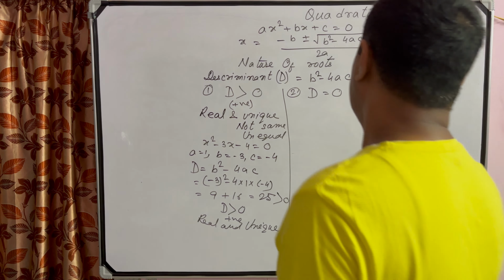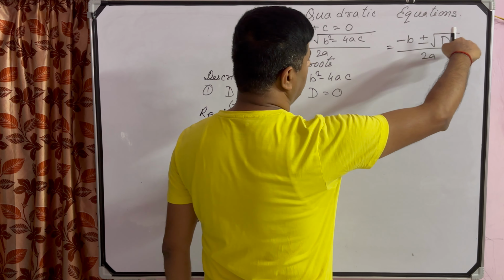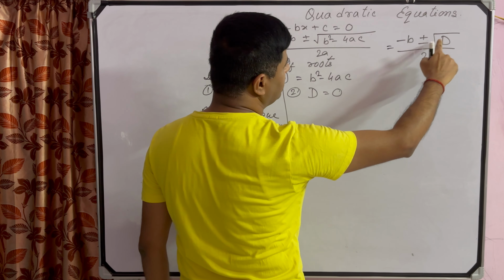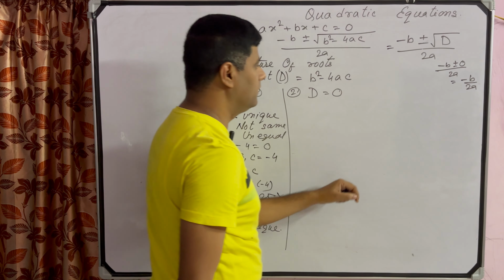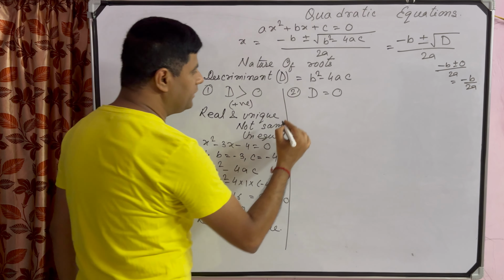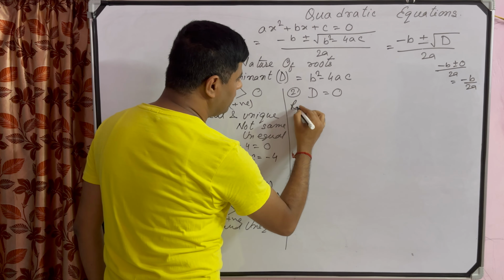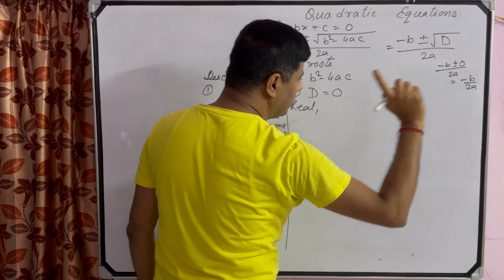So if D is 0, there is no problem with this one, because if D is 0, then it is minus b plus minus 0 by 2a. If we add 0 or subtract 0, the result will be the same, so it is minus b by 2a. Am I right? This means the roots are real because b and a are real values, but the roots are not different. I'll be getting only one value.